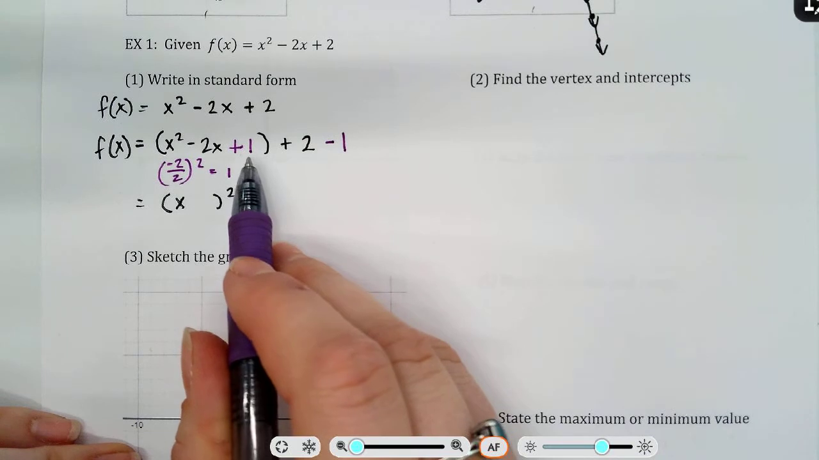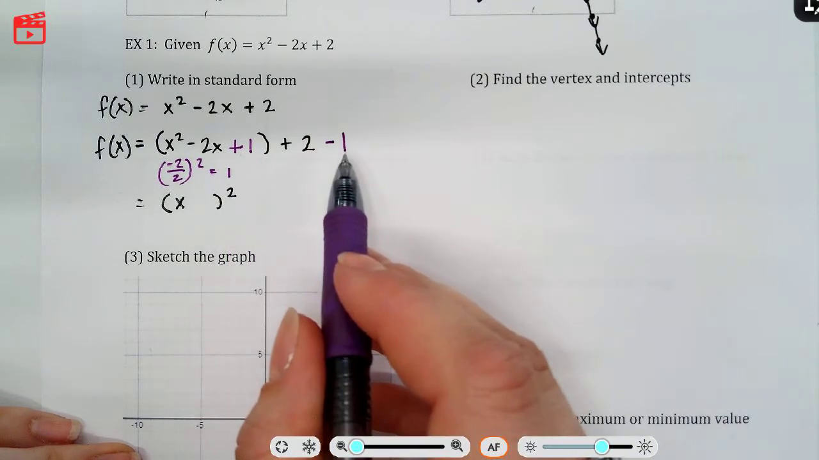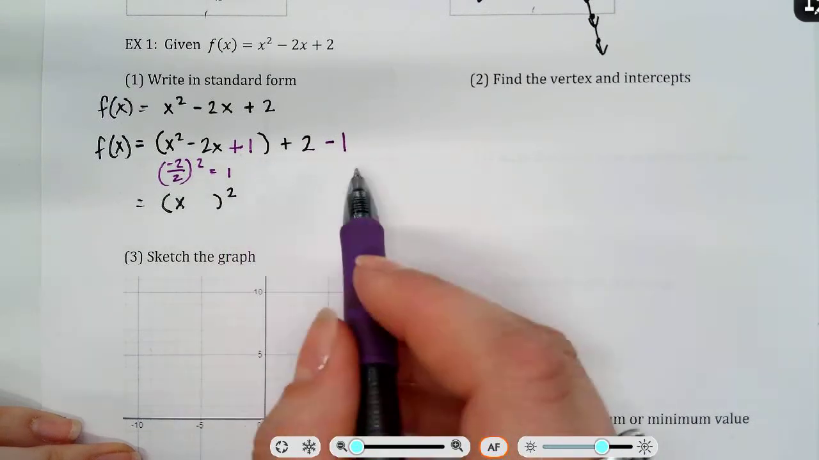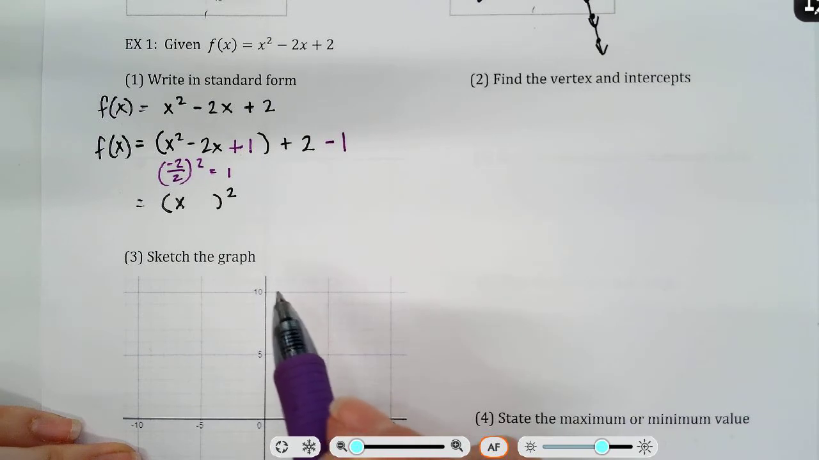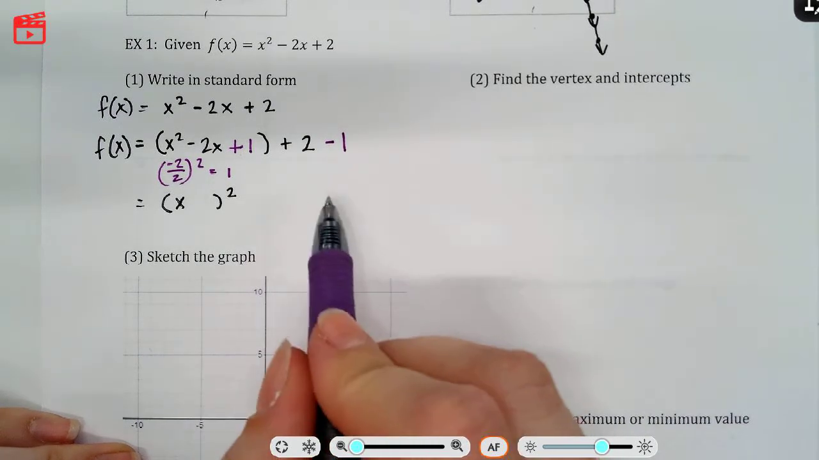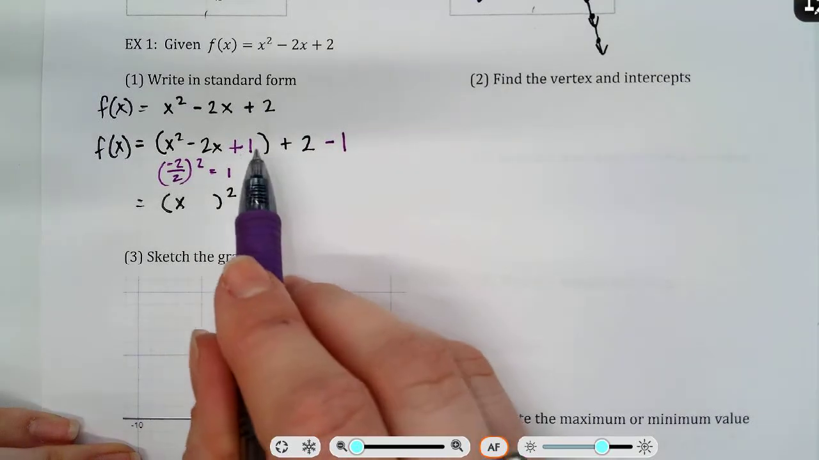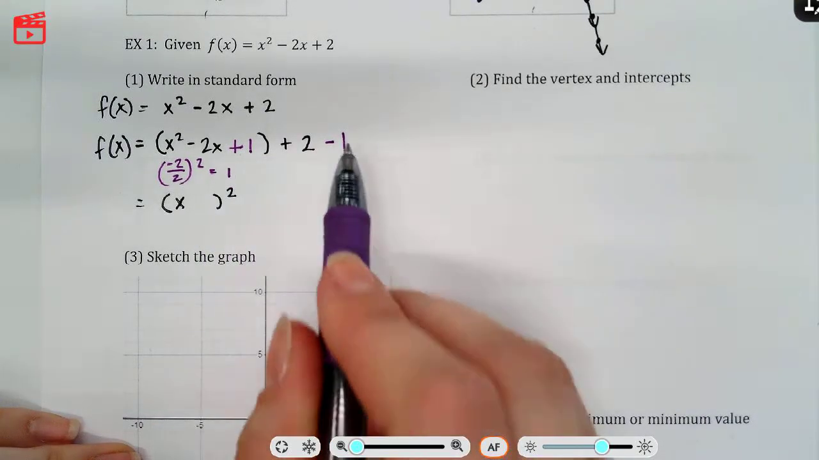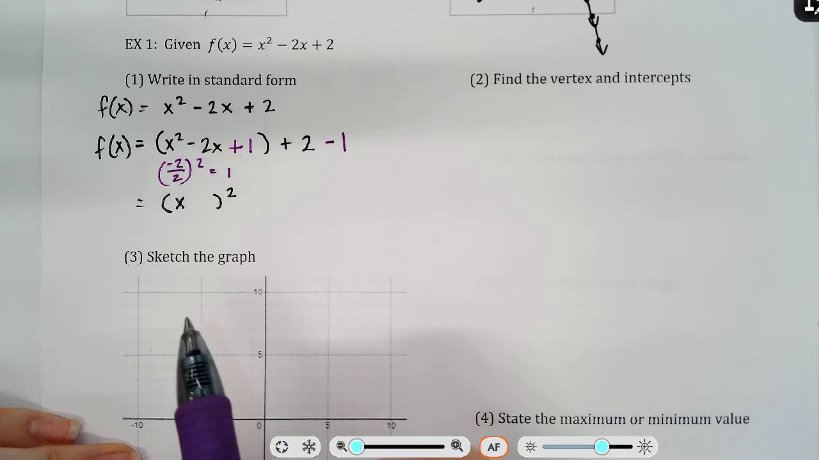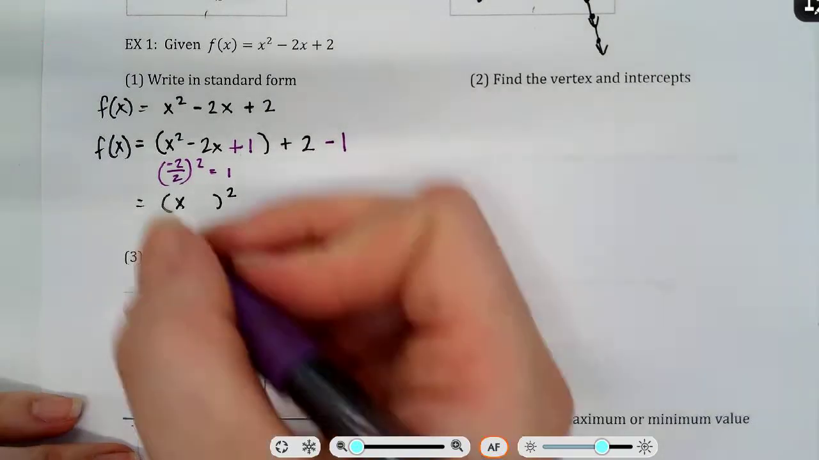Because adding 1 and subtracting 1, you actually just undid what you did. We haven't changed the problem. We've sneakily done nothing, in a sense. Okay? So we added 1, and to balance that out, we're subtracting 1. Okay? So sneaky trick there.